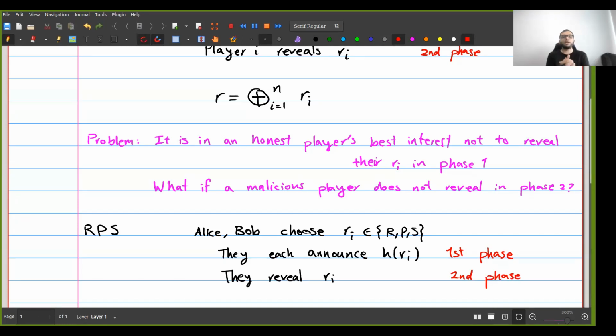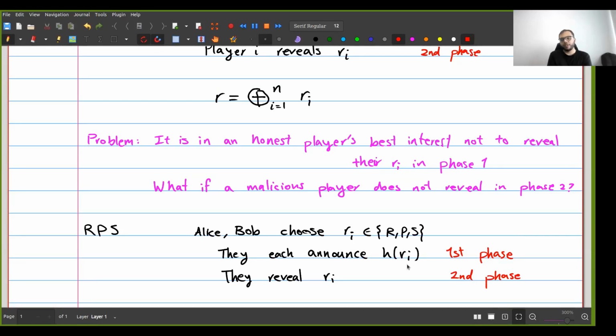So here the problem I have is, suppose I'm Alice and I'm playing rock. So I've announced the hash of rock. And of course, just assume that all of these hashes also have a nonce in them. I don't want to talk about nonces. So I've announced the hash of rock. And let's say that Bob announces some hash as well.